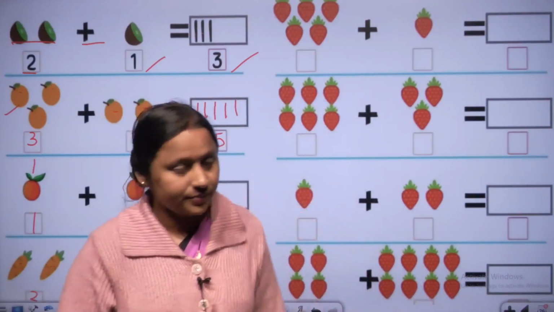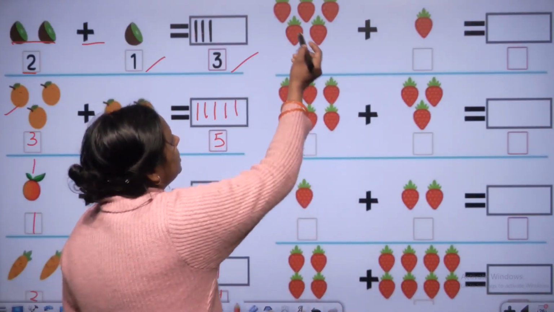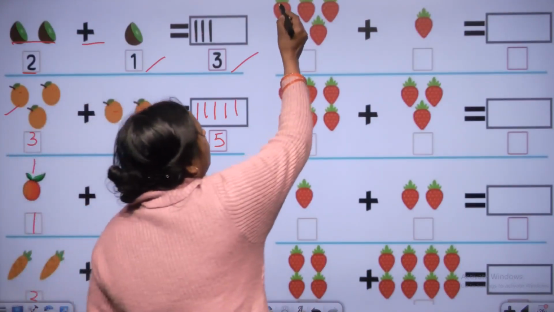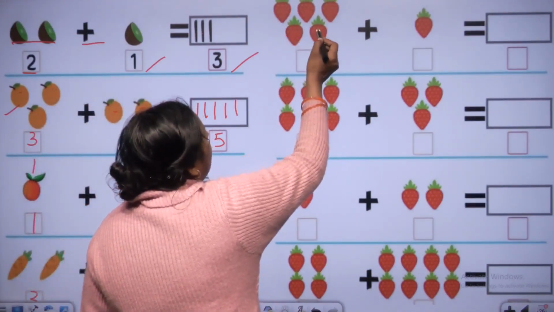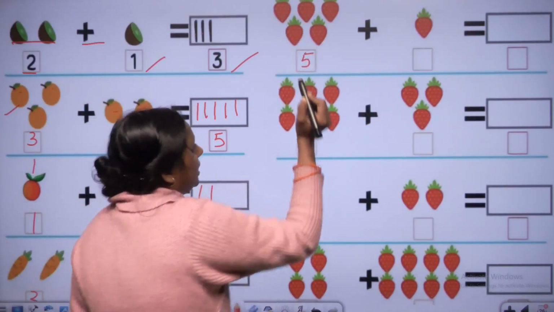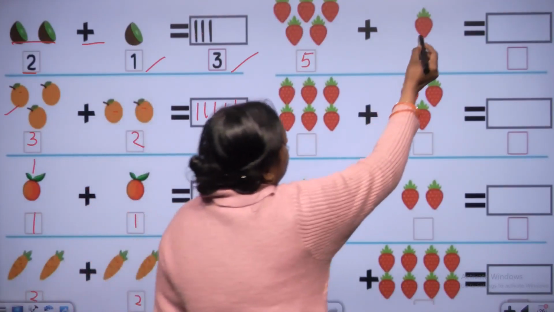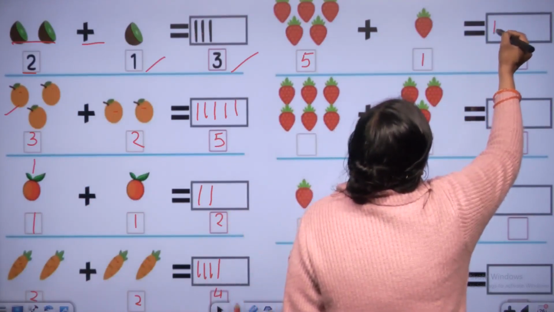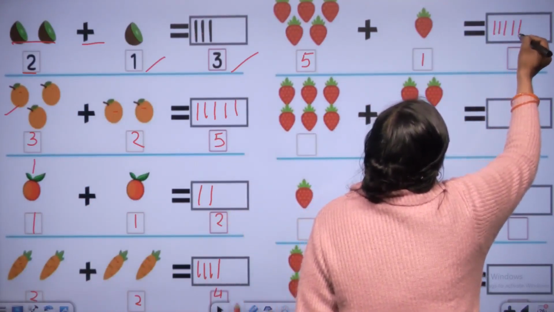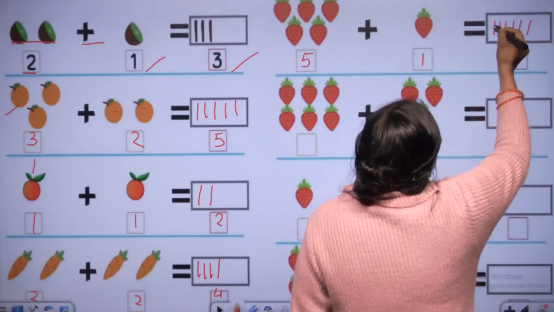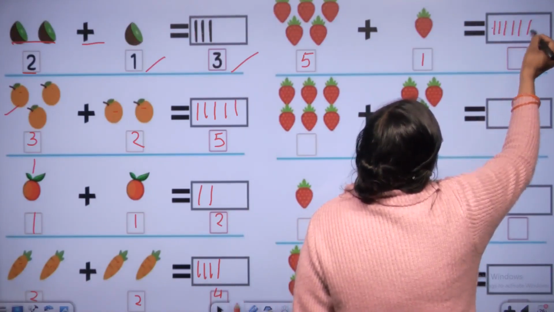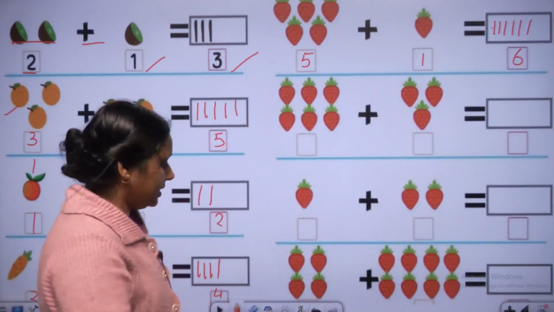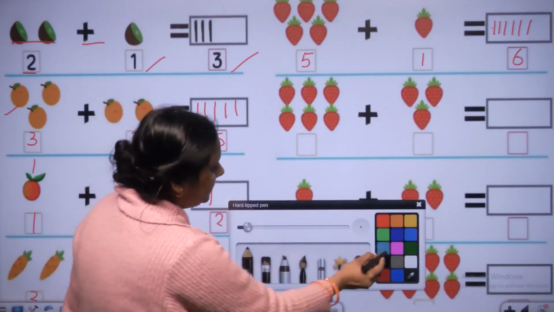Okay. Then strawberries. How many strawberries here? Start counting. 1, 2, 3, 4, 5. Okay. 5. And another side, only 1. 5 plus 1. 1, 2, 3, 4, 5. And 1. Count it. 6. Total strawberries, 6. Okay.